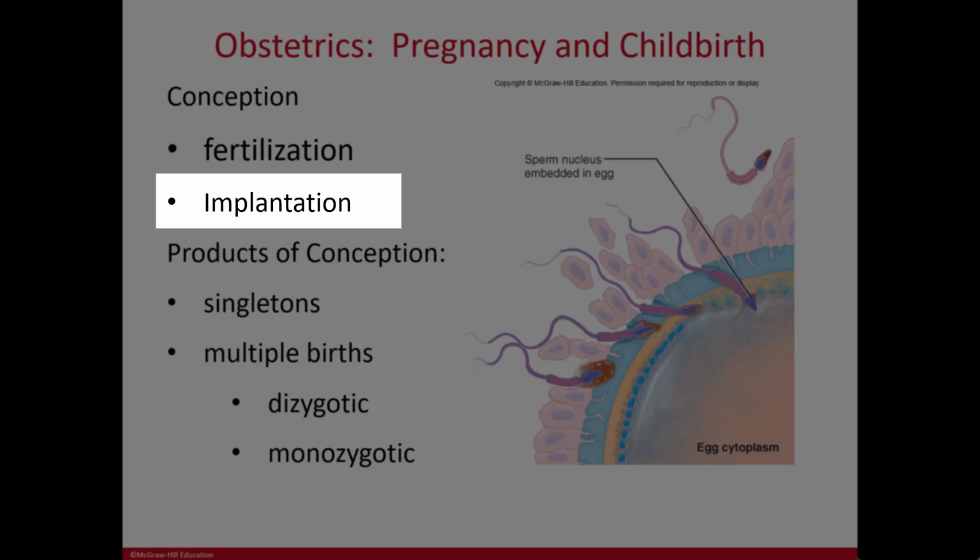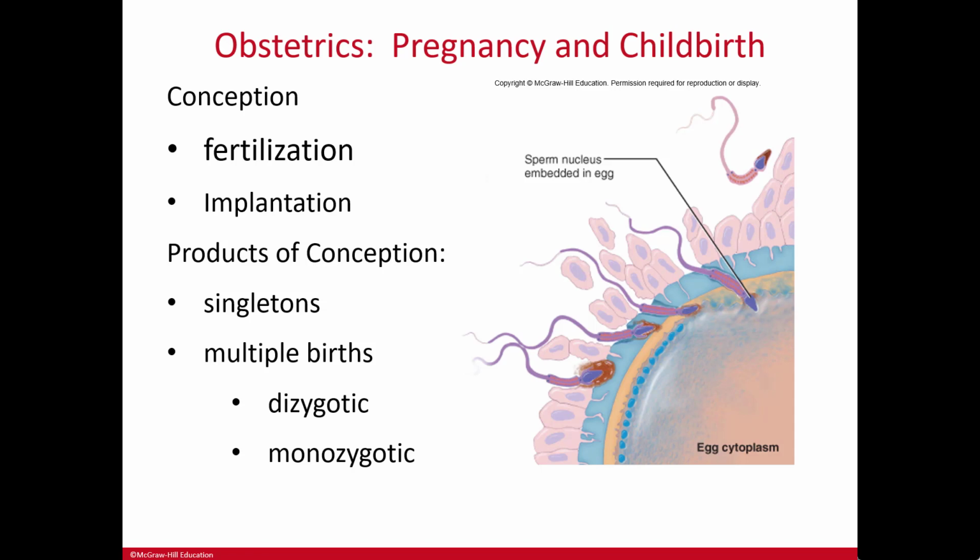Cells from the blastocyst differentiate into different layers, and then some of those layers, together with the endometrial cells, form the placenta. And the placenta is the organ that allows the exchange of oxygen and nutrients between the mother and the fetus. Twins are produced in two different ways.